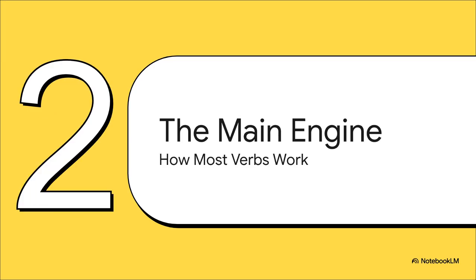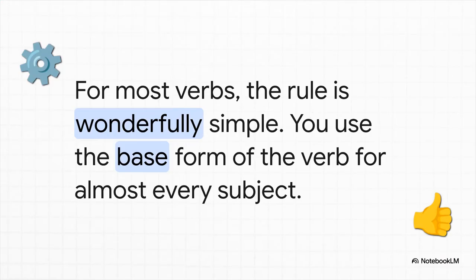Okay, let's get into it. This is what I call the main engine. Think of it like the powerhouse that runs almost every single verb you can think of in the present simple. Verbs like work, play, study, live, the whole lot. Now, the great thing about this main engine is that the rule is super simple. For almost every subject, you just use the basic form of the verb, what some people call the base verb. But, and this is a big but, there's one tiny little change you absolutely have to watch out for.